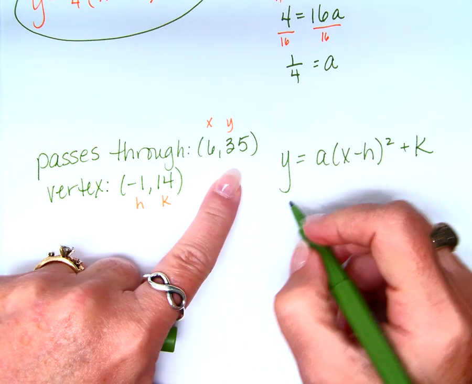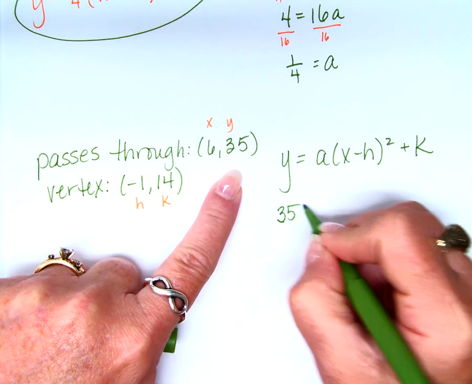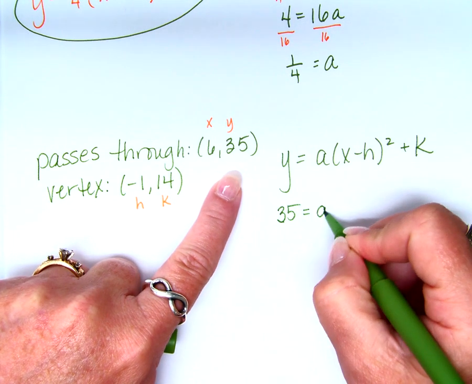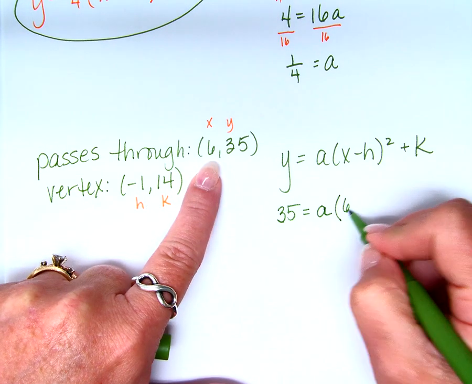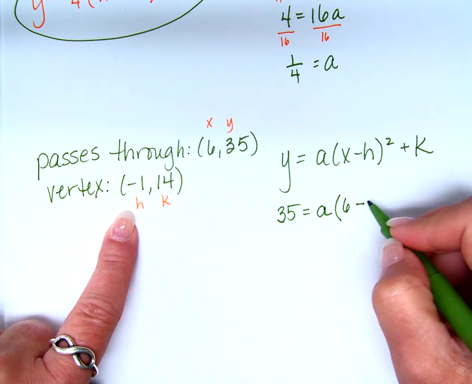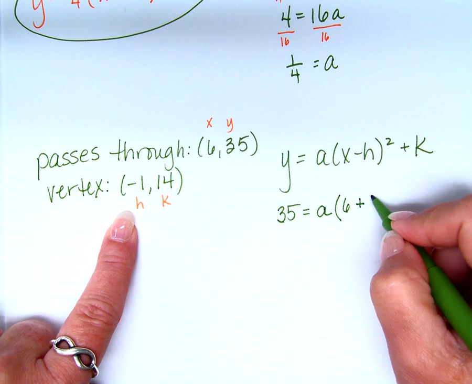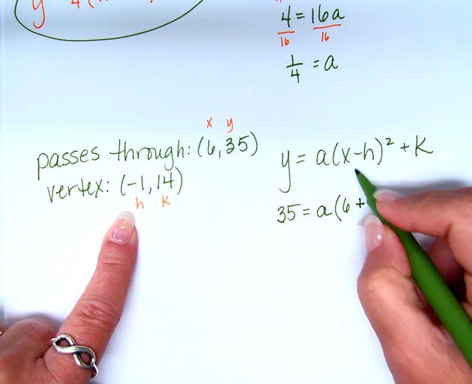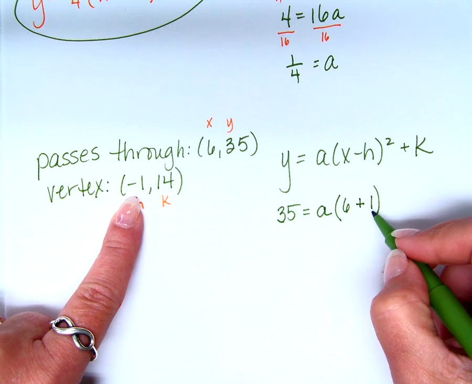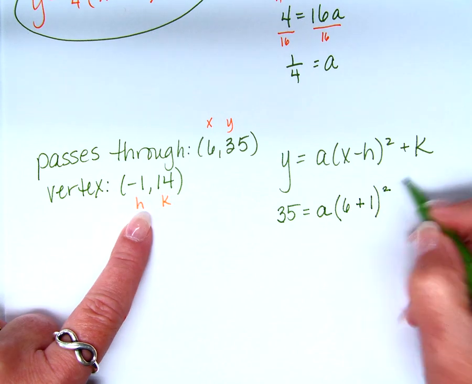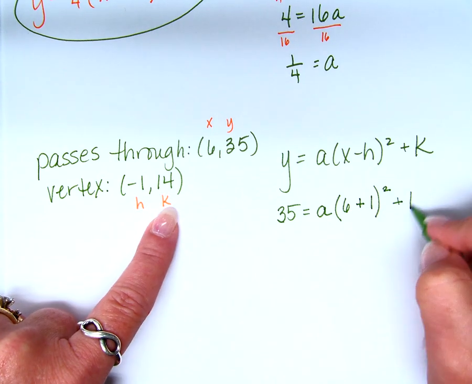So let's substitute what we know. So y, which is 35. a, which is, I don't know either. x, which is 6 minus h. Oh, so plus 1, right? Because it's x minus a -1. So 6 plus 1. You okay with that? And then plus, very good, plus 14.